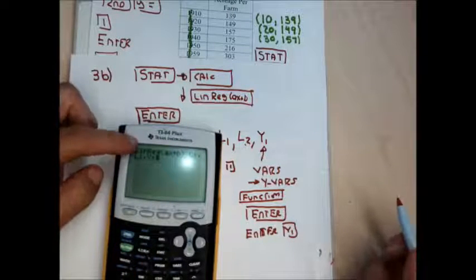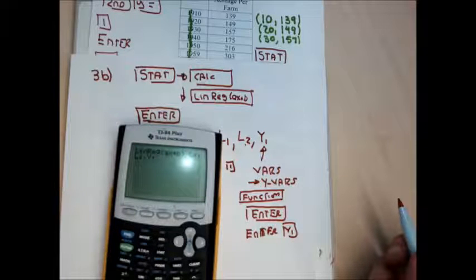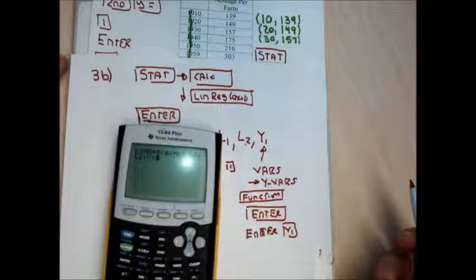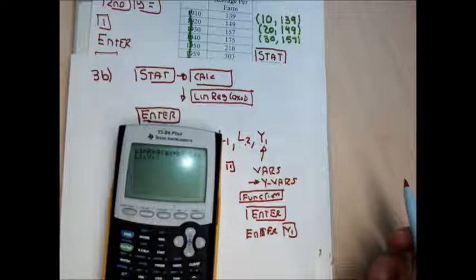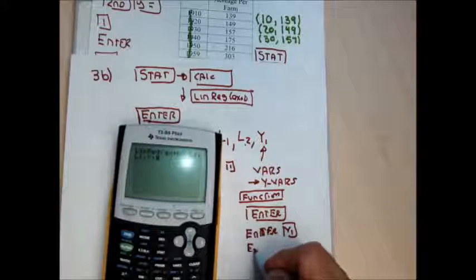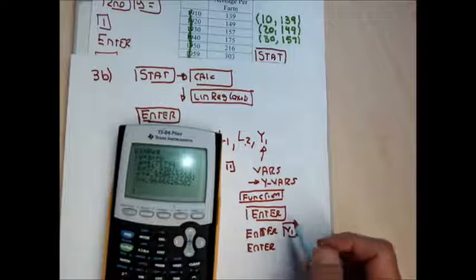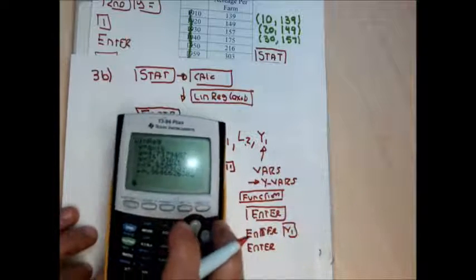So what my calculator is going to do, it's going to come up with an equation of a line that fits the data the best an equation of a line can fit the data. It's going to tell me what the equation is after I hit enter, and it's going to graph that equation for me. So I'm going to hit enter one more time. My calculator comes out with some junk.